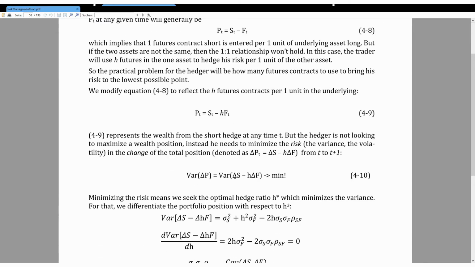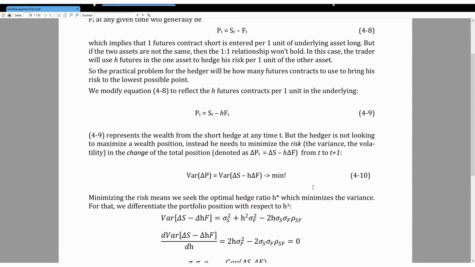So then what we have here is the wealth, the position of that trader at any given time. But the hedger is not looking to maximize a wealth position. He needs to minimize the risk, the variance of that. To be more precise, he needs to minimize the variance in the change of the total position, and that would be delta P, delta S minus h times delta F. Therefore the variance in the change of his position is to be minimized.